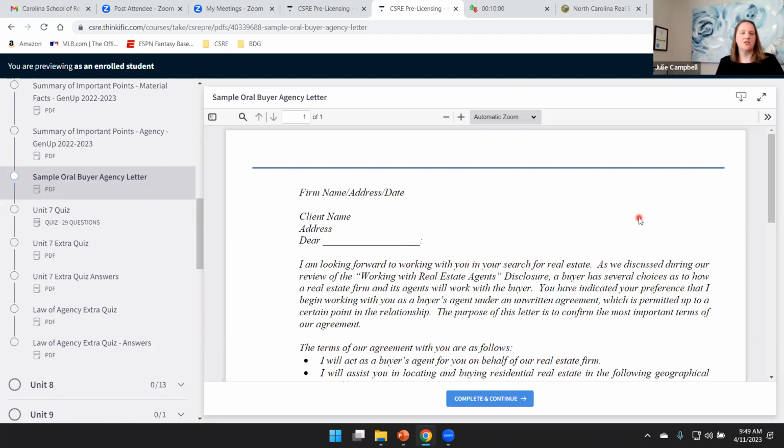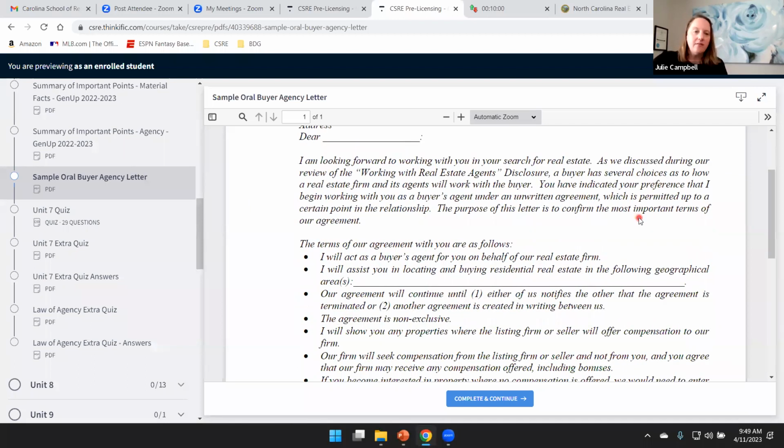Yes, I had a conversation. Yes, we went over dual agency. And one way that you can document the conversation is by, for example, providing something like an oral buyer agency letter. And you can see the terms of our agreement with you are as follows.